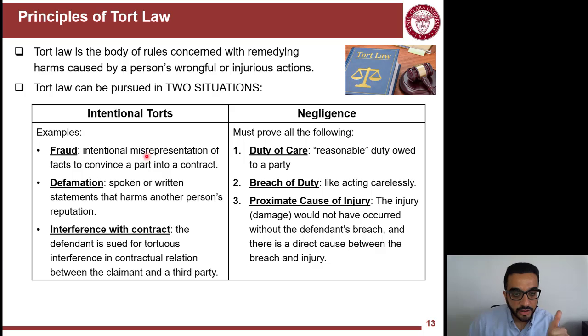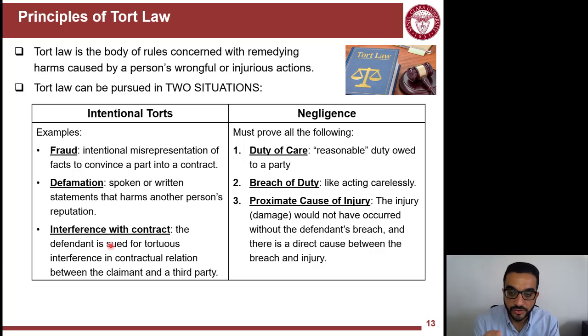So intentional torts include fraud. You're lying and providing misrepresentation of information. Defamation. You're saying bad things about someone, so they can sue you for defamation. Or you're interfering with a contract that you're not part of. You're using some kind of power on one party to make them breach their contract with a third party. So that's intentional tort.